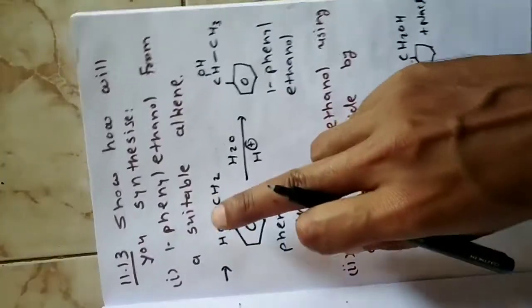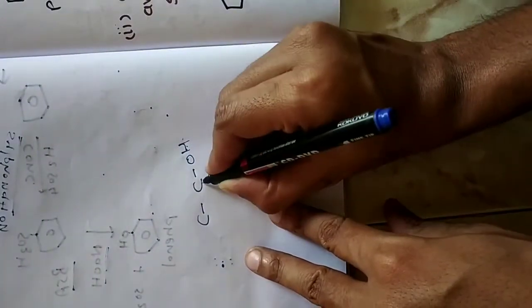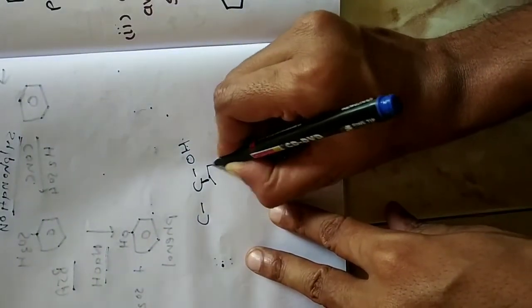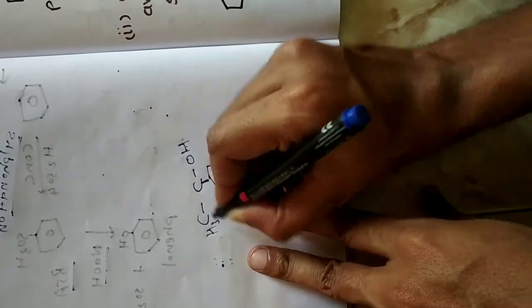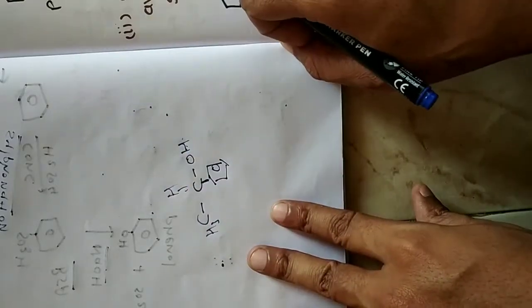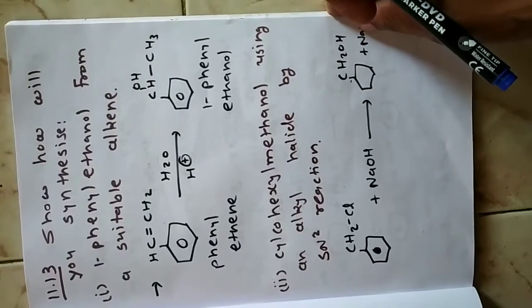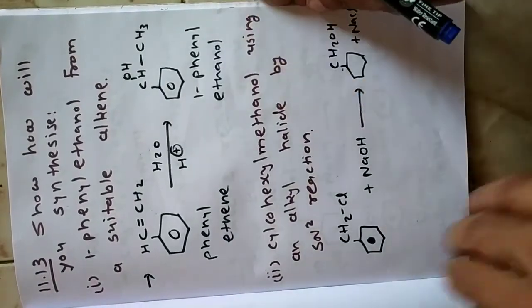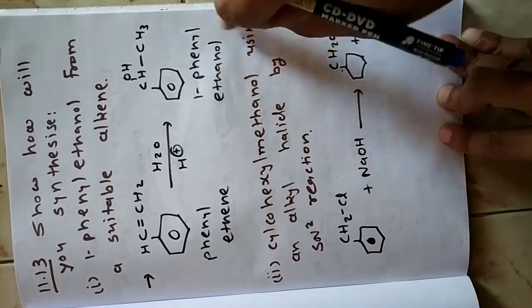Now on the first carbon we have a phenyl group, means on the same carbon we have a benzene ring. For the remaining valency you have to put hydrogens. So this is the structure of 1-phenyl ethanol. That structure we have prepared here. You can see this is the structure of 1-phenyl ethanol.